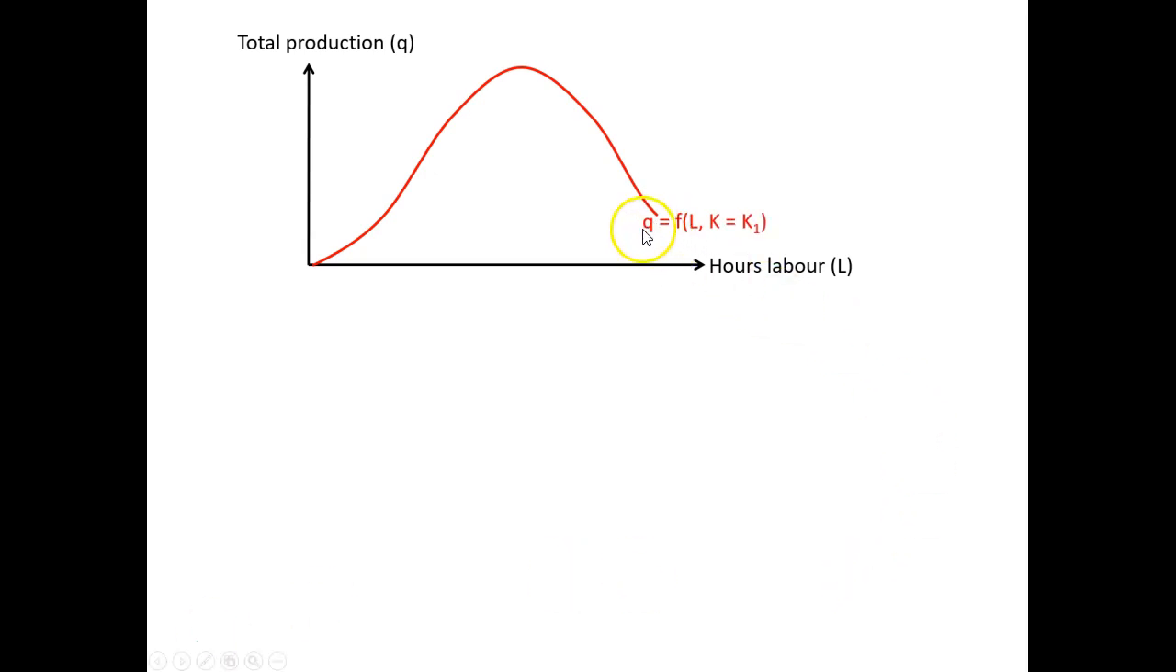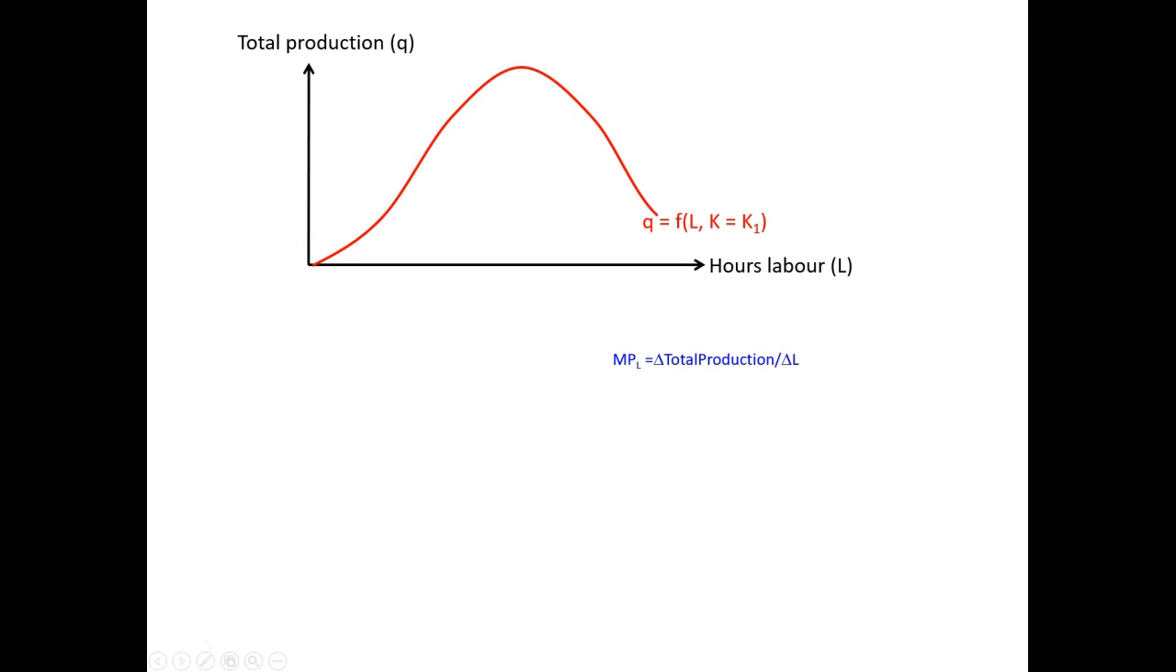We know that in the short run we have a relationship here. The quantity of the good that we're producing is a function of the variable factor labor and the fixed factor capital. In this case the capital is fixed at K1 units of capital. And we see that we have a shape here that gives us diminishing marginal returns. So in the beginning we have a steeper and steeper slope, and eventually the slope is still positive but not as steep, and then we reach the top, and after that the slope is negative.